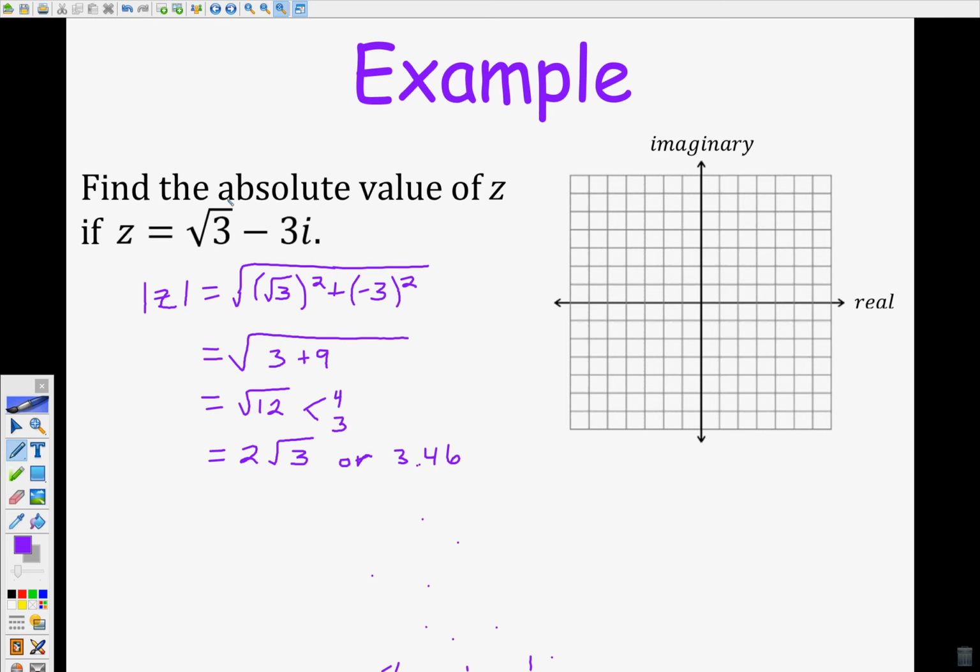I wanted to illustrate that on the graph. So if I'm finding this, the square root of 3, honestly, the only way I know how to plot it is if I put it in the calculator. And so the square root of 3 comes out to be approximately 1.7 something. And so if I'm going to graph it, that means I'm going to go over almost the 2, 1.7 something, and down 3, which would be right here. And so what you guys found was this distance right here from the origin to this point, negative square root of 3 minus 3i. So in this case, this would be your absolute value of z.